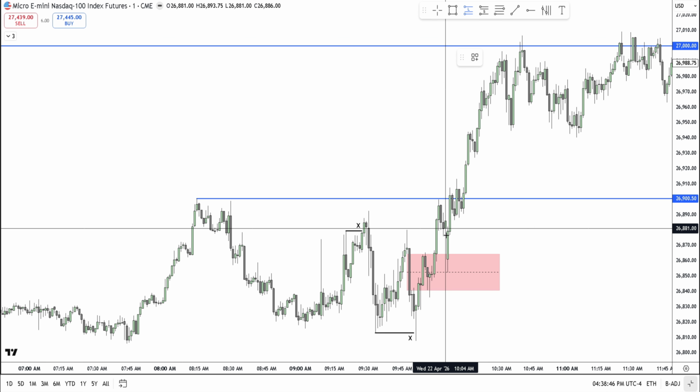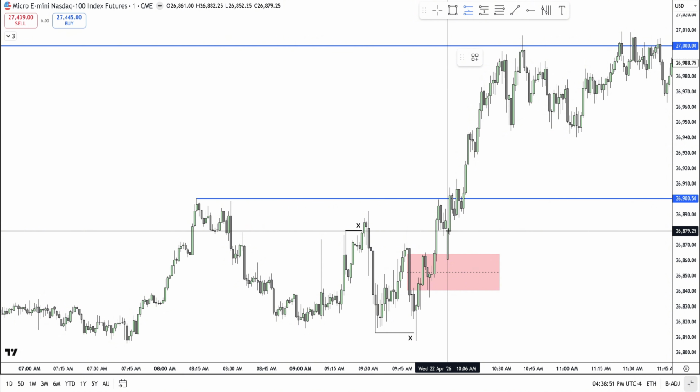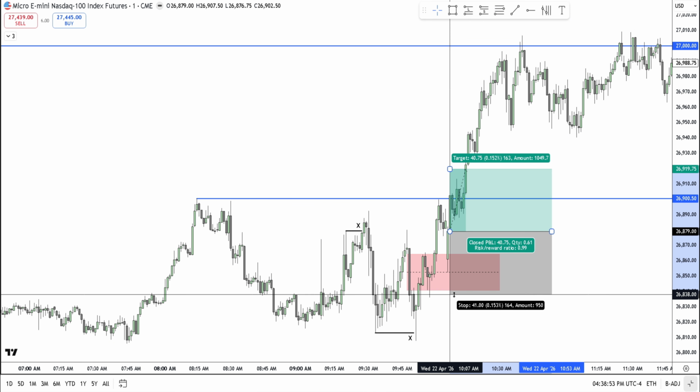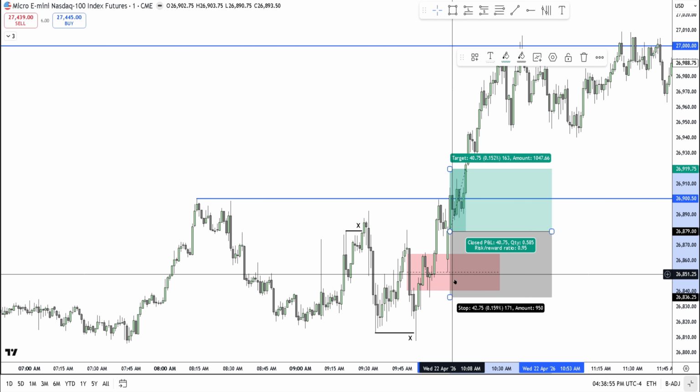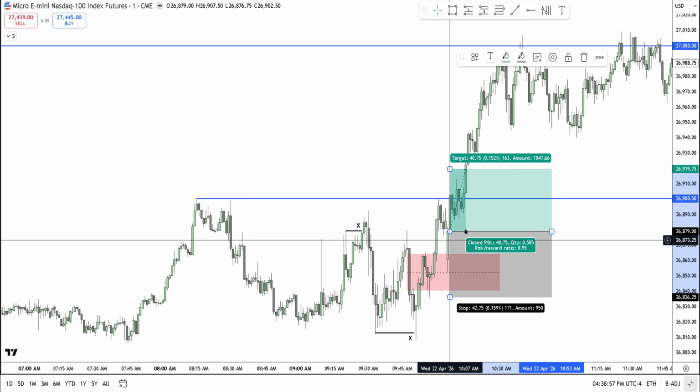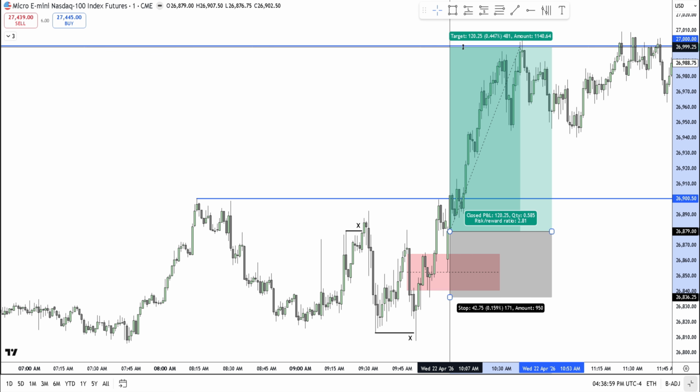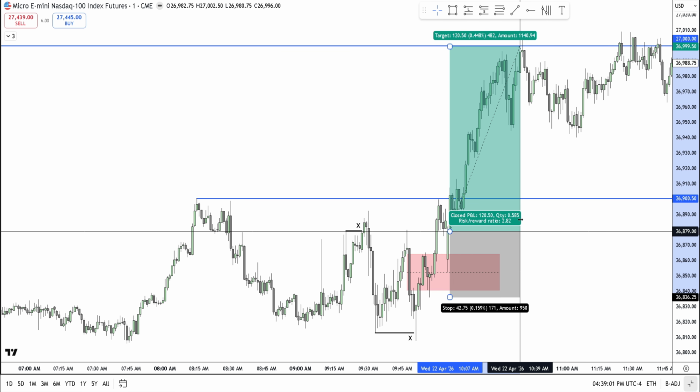Just to be generous, and I think TradingView deleted the 10:05 candle, which happens. If you know why that happens, let me know. Entry, you could put your stop here. That's fine. You could also have it below this. Let's just say you left it there. Trade up to the high, 2.8R.